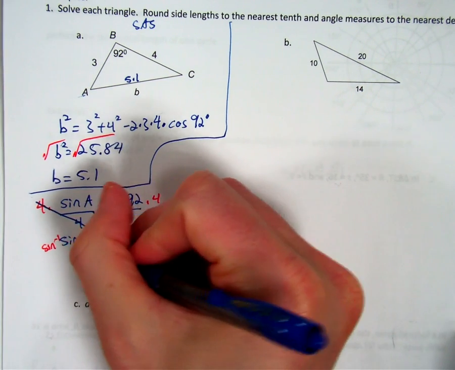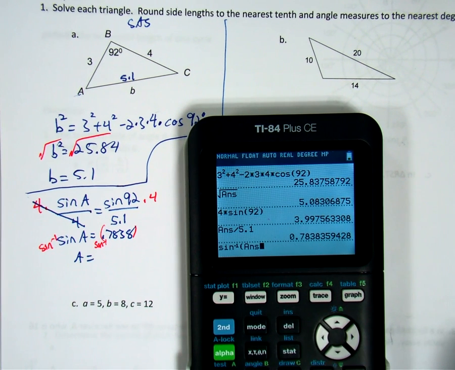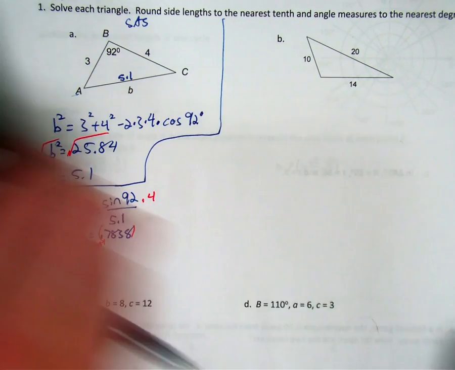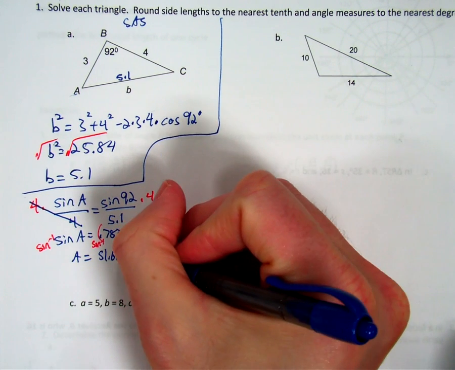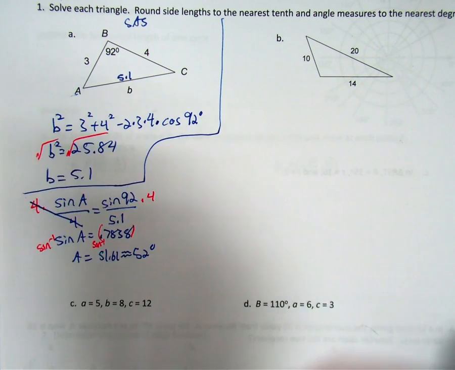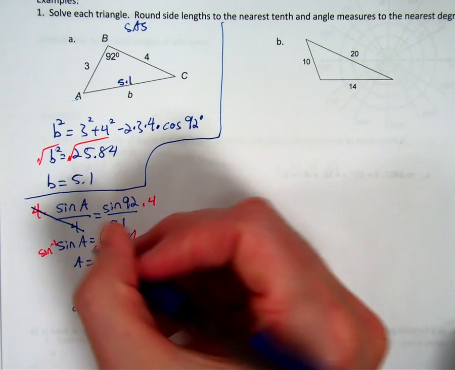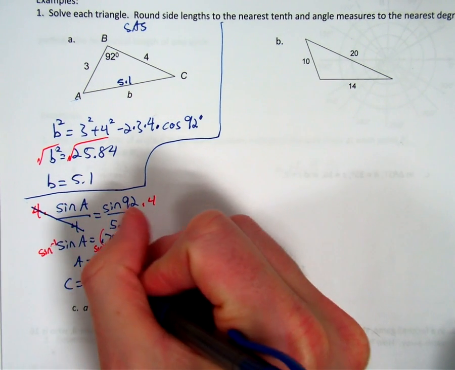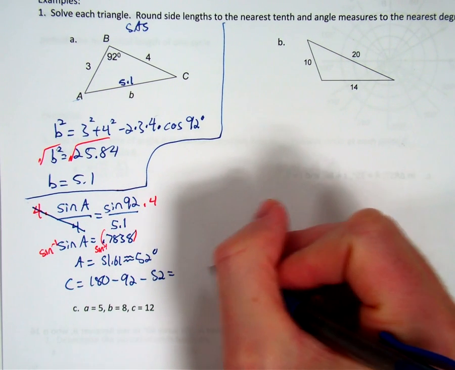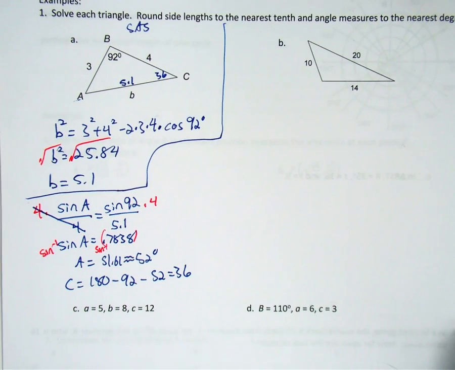And A is second sine, second answer, 51.6. 51.61, and that's going to round to the nearest degree, 52 degrees. And then we can get angle C by triangle subtraction there. We got C equals 180 minus the 92 minus 52. Angle C is 36. And we've finished out our triangle.